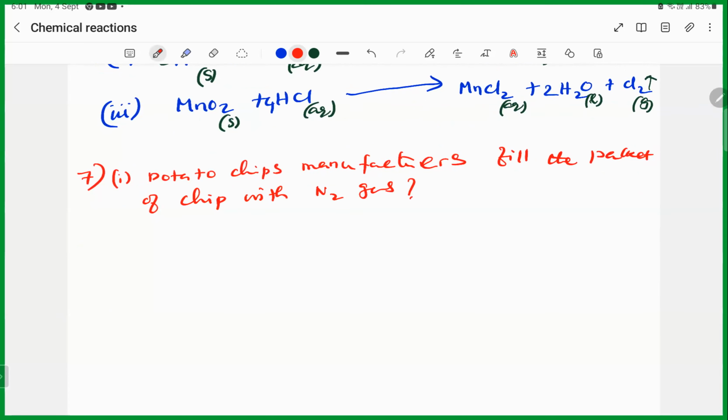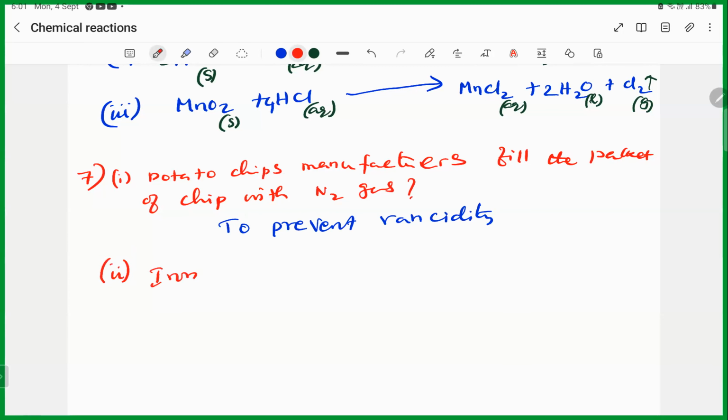Sir, for the potato chips not to get rancid, sir. To prevent rancidity. So the manufacturer fills the packet of chips with nitrogen gas. Very good. Next term.